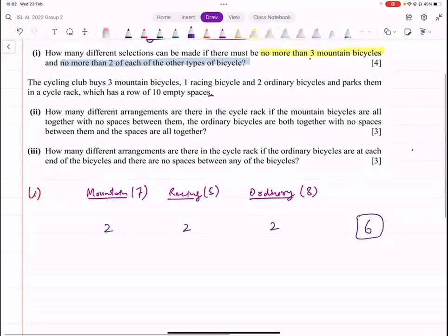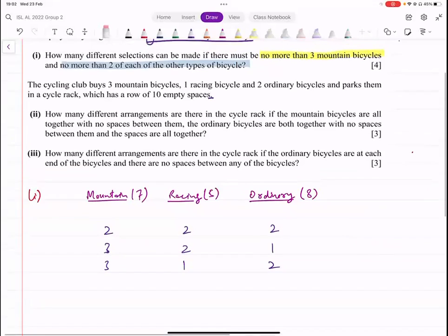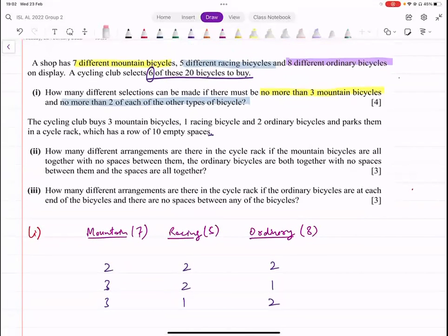If we select 3 mountain bicycles, what do we have in that case? 3 remaining, so we have 2 cases: 3, 2 and then 1, and another possibility could be 3, 1 and then 2. These are all the possible cases we have, and there are no other possibilities besides these.